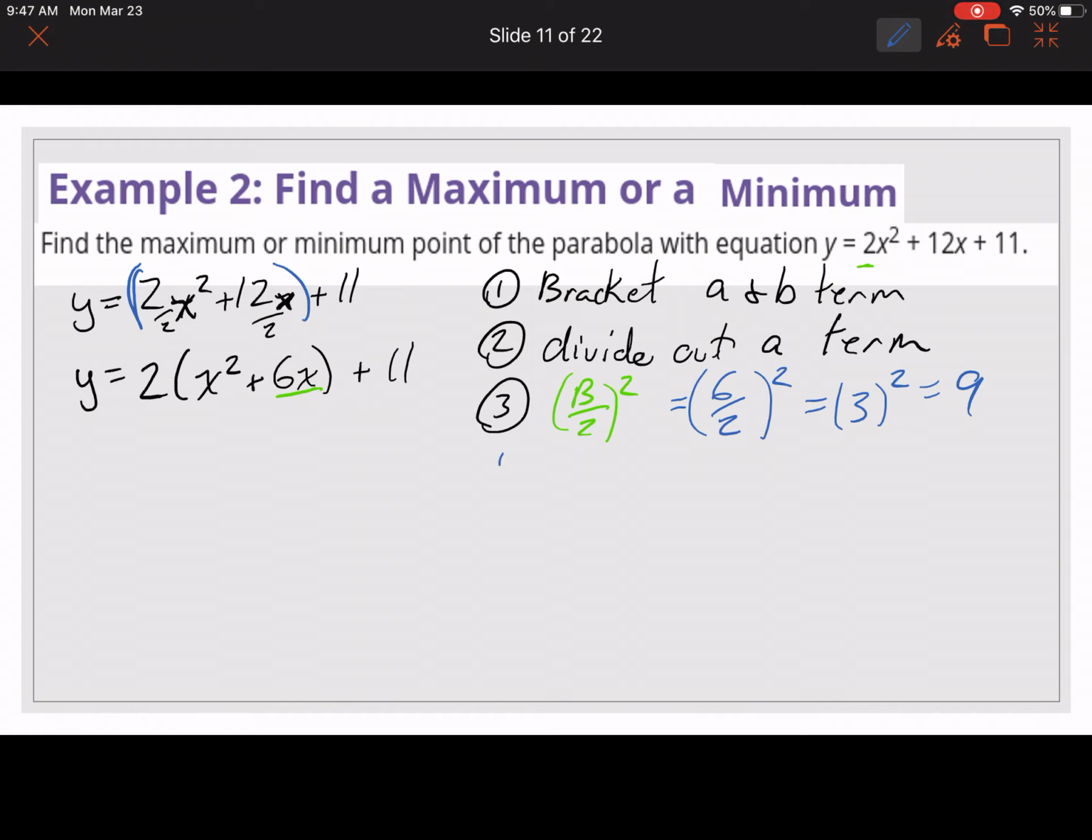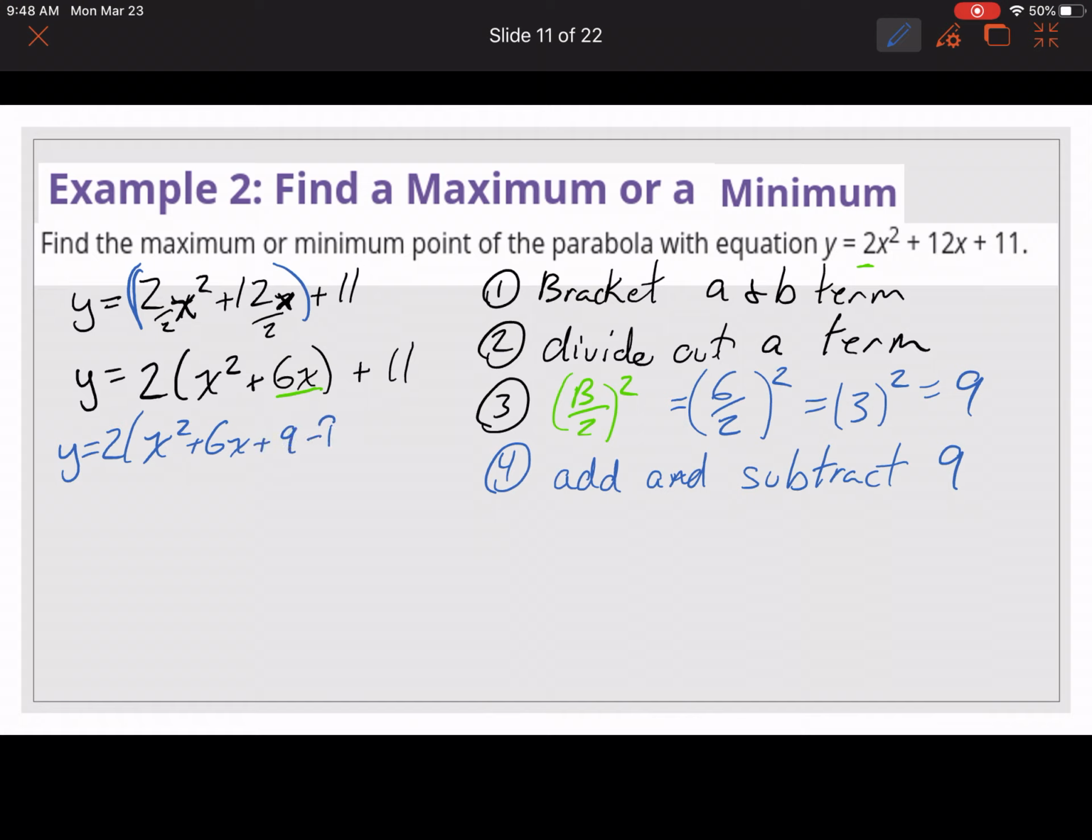Then we want to, of course, add and subtract. Here's where it gets complicated again. Keep it inside the brackets. Plus 9 minus 9 inside the brackets. Because that isn't just a 9 in there. It is a 9 times 2. Because everything that's inside that bracket is multiplied by 2.